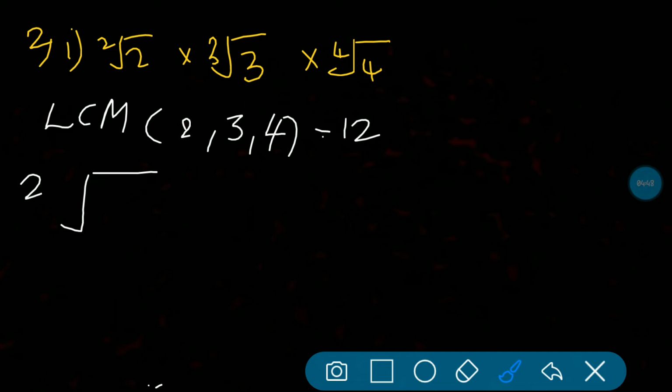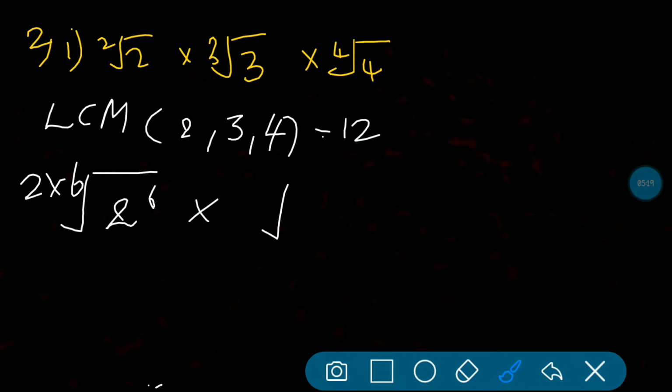Clear? That is okay. Now 12 is there. 2 into 6 is 12, right? Now inside was 2, so you are going to keep a power of 6, because this sixth root and sixth power can get cancelled. So when you are multiplying something to the root order, it has to be put to the power of the radicand. Now that is clear to you, right?